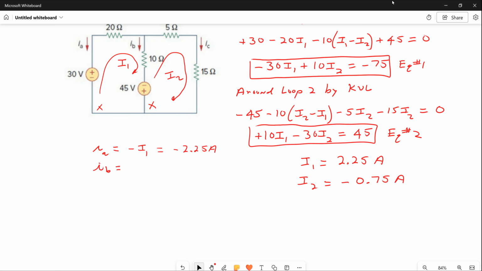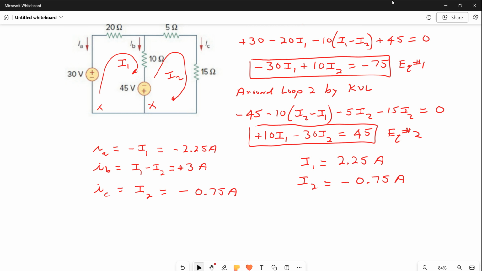IB, just take a look at the circuit. Do you see IB is equal to I1, because it goes in the same direction as I1, minus I2? Just plug in the I1s and the I2s there. You get your 3 amps, positive 3 amps. And what's your IC looking at that? Well, IC is simply I2, which is equal to a negative 0.75 amperes. And there's your answer to that problem. IA is a negative 2.25 amps. IB is equal to 3 amps. And IC is simply equal to negative 0.75 amps.